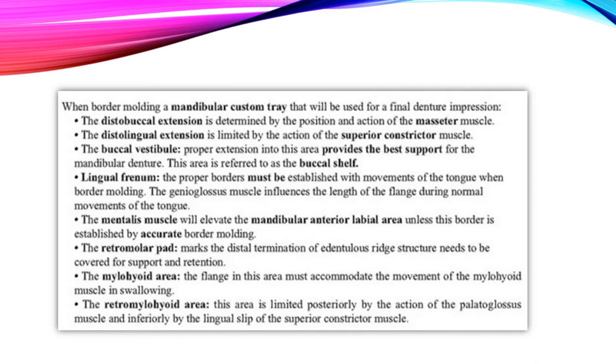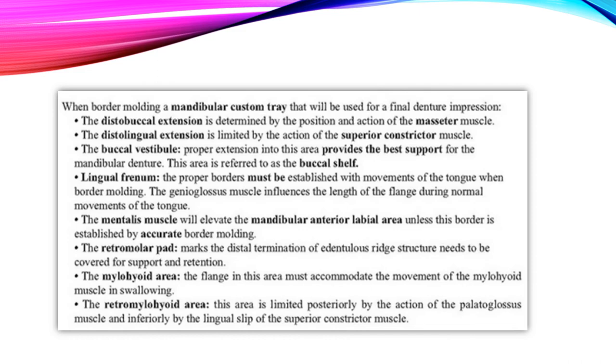When border molding, the genioglossus muscle influences the length of the flange during normal movements of the tongue. The mentalis muscle will elevate the mandibular anterior labial area unless this border is established by accurate border molding. The retromolar pad marks the distal termination of the edentulous ridge. This structure needs to be covered for support and retention. In the mylohyoid area, the flange must accommodate the movement of the mylohyoid muscle in swallowing.